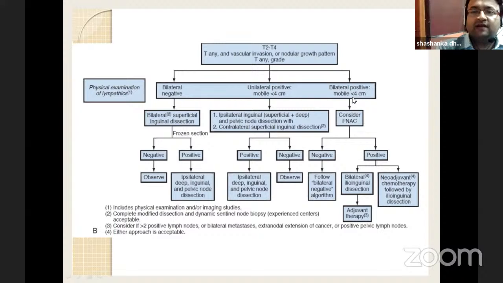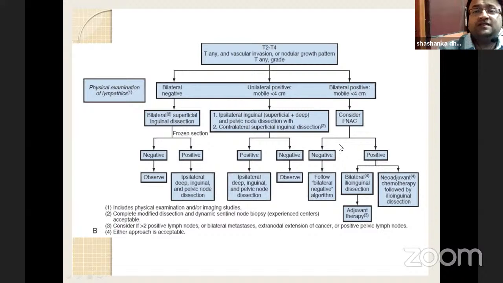And if it is bilateral positive, less than 4 centimeters, we consider an FNAC. And if it is negative, we follow the negative algorithm. If it's positive, we go for a bilateral ilioinguinal dissection and then for adjuvant therapy. Or we can choose a neoadjuvant chemotherapy followed by ilioinguinal dissection.